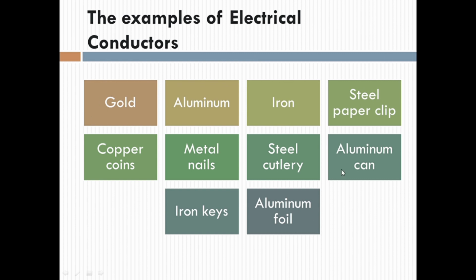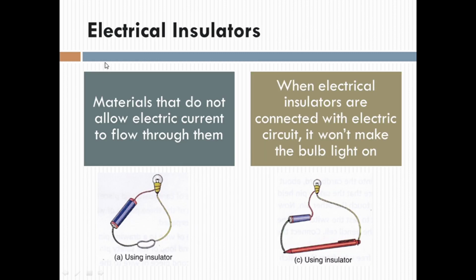So if you connect the electrical circuit with these materials, it's still possible to produce or to flow the electricity. Now, what about electrical insulators? The meaning is the materials that do not allow electric current to flow through them. Actually, in this picture, there is no space because there is rubber here. But why doesn't the lamp light up? Yes, because the rubber is a type of electrical insulator.